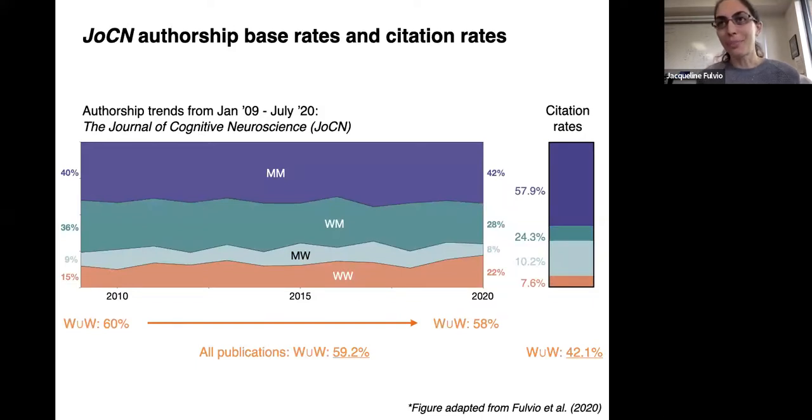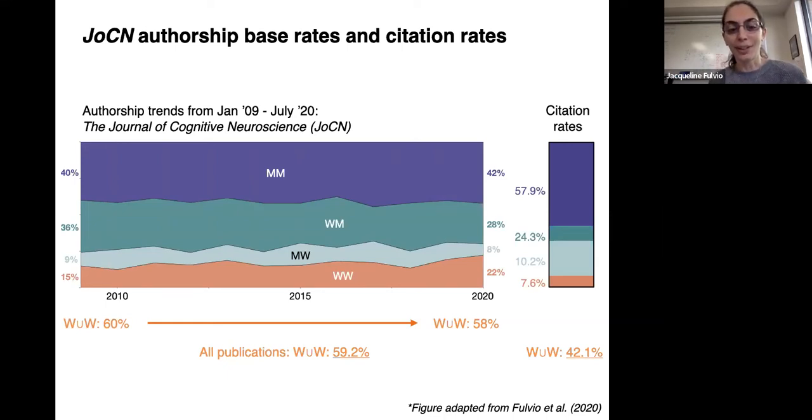And so here we have that plotted on the right in the similar format that we saw for the Dworkin paper. So inspection of the citation rates on the right reveals that MM papers were cited at 57.9%, and that's more than half of the time. And so they've been cited more frequently than we would expect given the base rates, which was closer to about 42%, and vice versa for women-led papers.